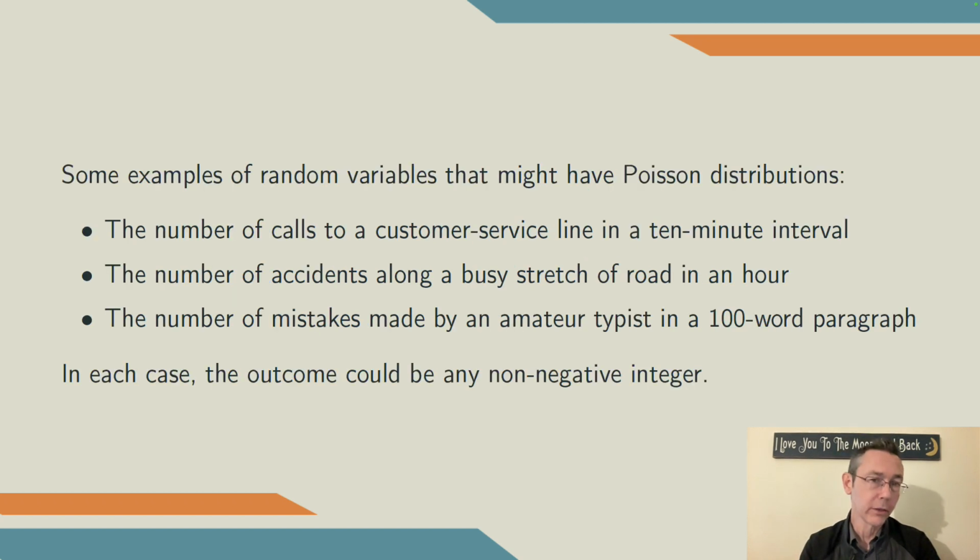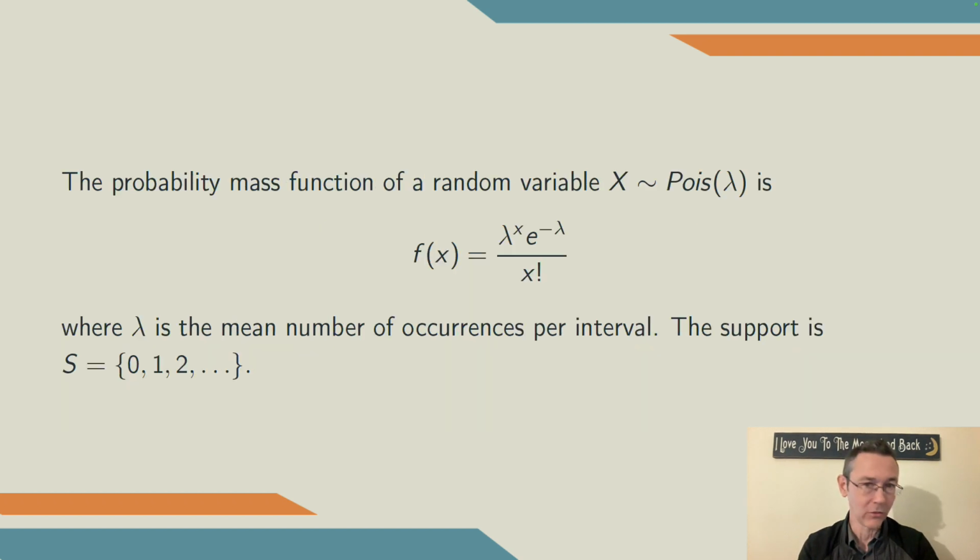I think this is all clearer when we mention a couple of examples, so here's three. A Poisson distribution might model the number of calls to a customer service line in a 10-minute interval, the number of accidents along a busy stretch of road in an hour, or the number of mistakes made by an amateur typist in a 100-word paragraph. In each case, the outcome could be any non-negative integer.